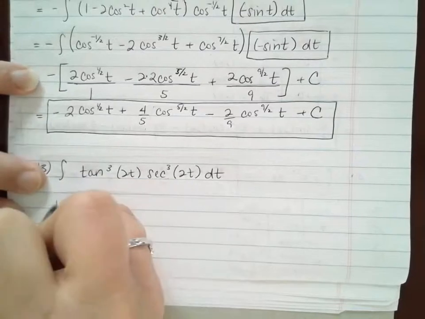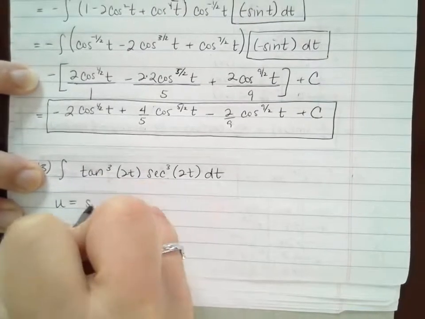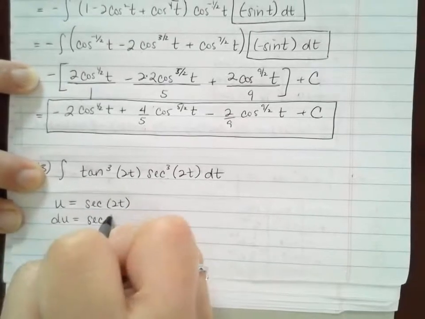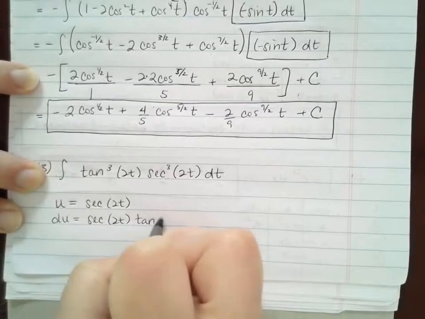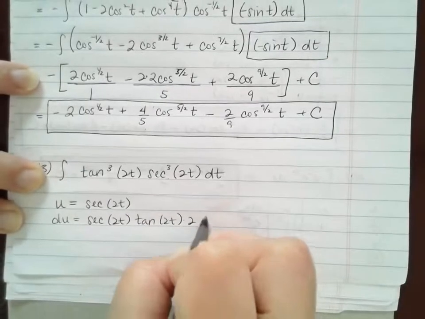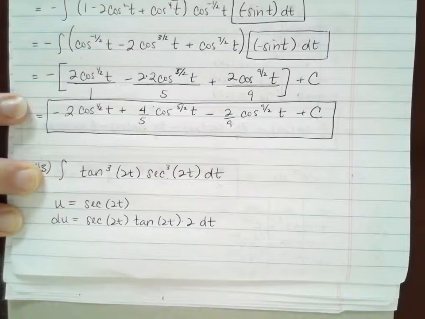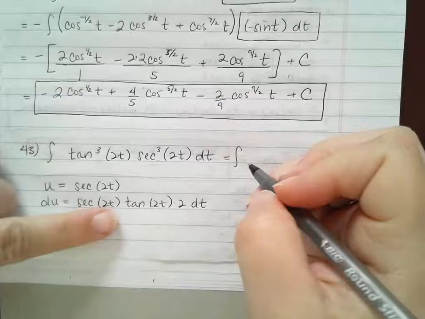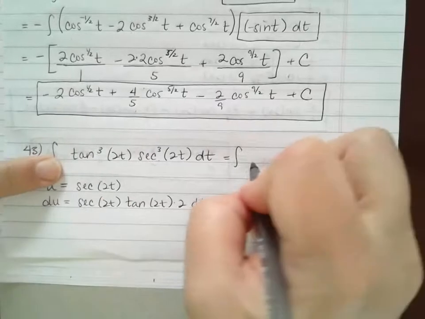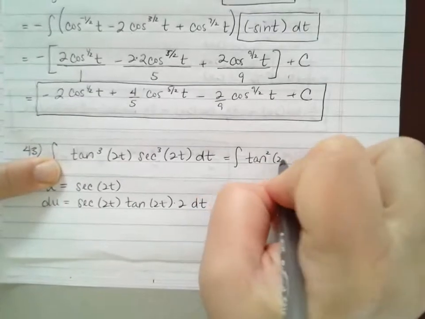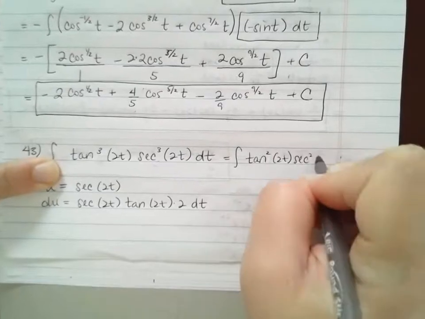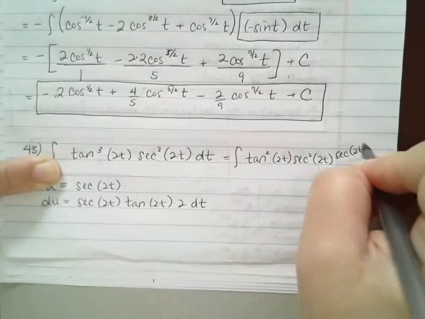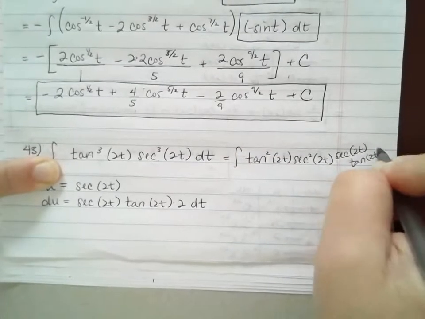So the decision's been made. I'm going to have to let u be secant, whose derivative would be secant 2t tan 2t times 2 dt using the chain rule. Alright, so I want you to imagine one of these tans being reserved and one of these secants being reserved, leaving tan squared, secant squared, and then, I ran out of room here, but secant 2t tan 2t dt.